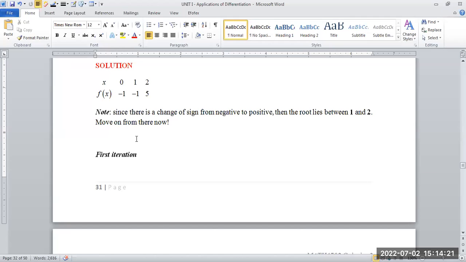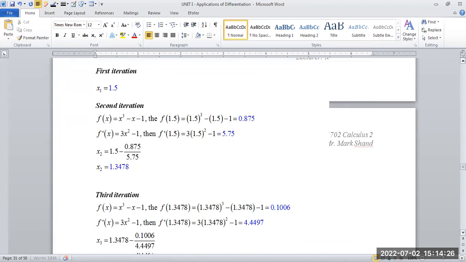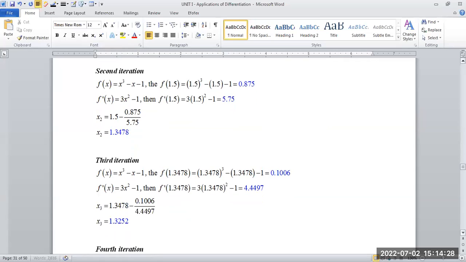Hold on. Let me see. So the first one you got is 1.5. The second one you got 1.33, you said? No, I got that for the first one. Remember, the value lies between 1 and 2. So you're going to add them both, divide by 2 to get 1.5. Yes, sir. Good. That means the second iteration for you then is 1.33. Oh, okay.